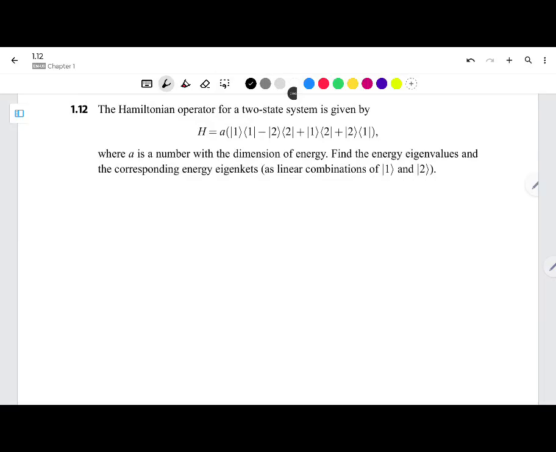So we are supposed to find the energy eigenvalues and the corresponding energy eigenkets. One of the ways that people do this is to write all of this in a matrix form. So this is the H11 component and so on.